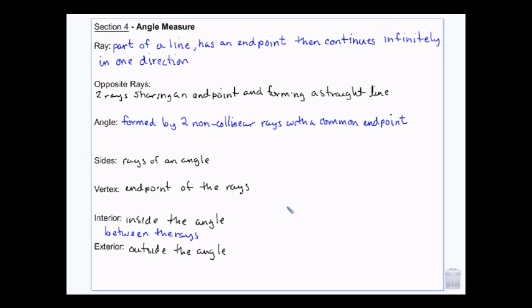which is part of the line. It has an end point, and then it continues infinitely in one direction. Looks like that. When we name a ray, the order of the letters matters. So this is XY with the arrow pointing towards Y, or if you wanted to put YX, that's fine, but you have to turn the arrow around.